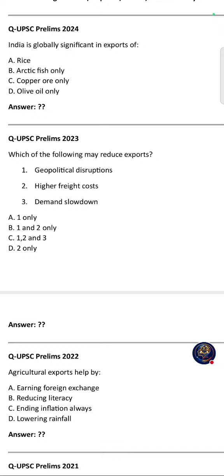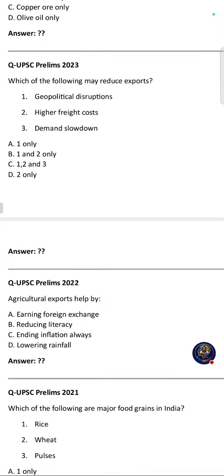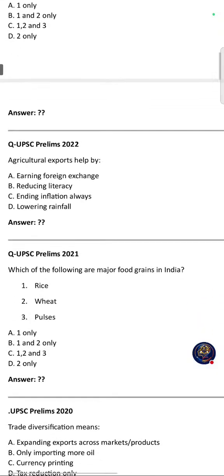India is globally significant in exports of. Can anyone answer this question? Yeah, A is correct. That is rice. Which of the following may reduce exports? 1. Geopolitical disruptions. 2. Higher freight costs. 3. Demand slowdown. All 3 are correct.